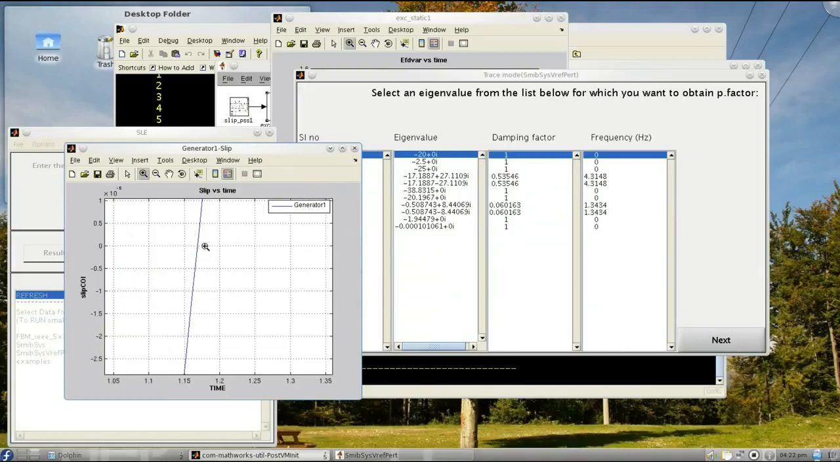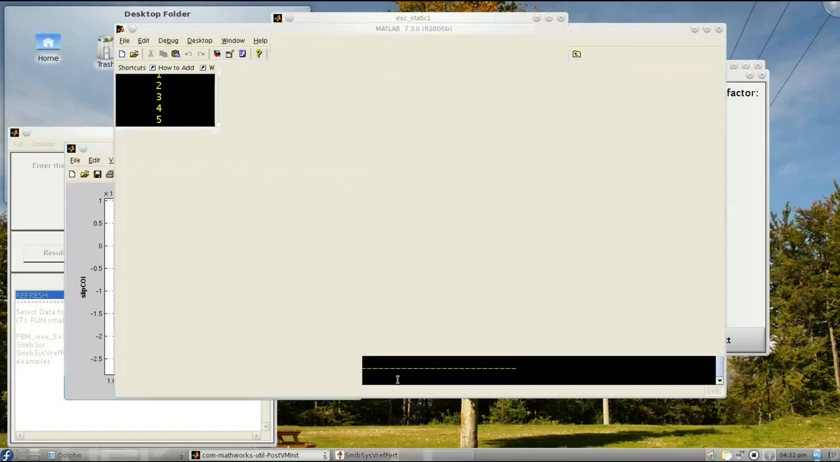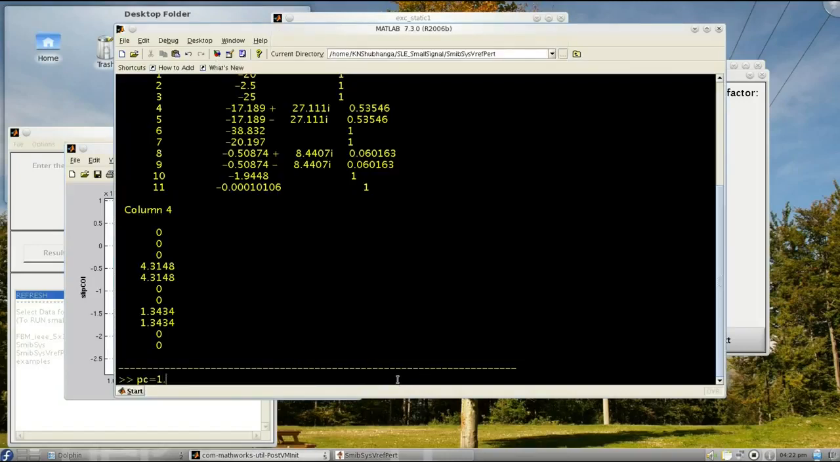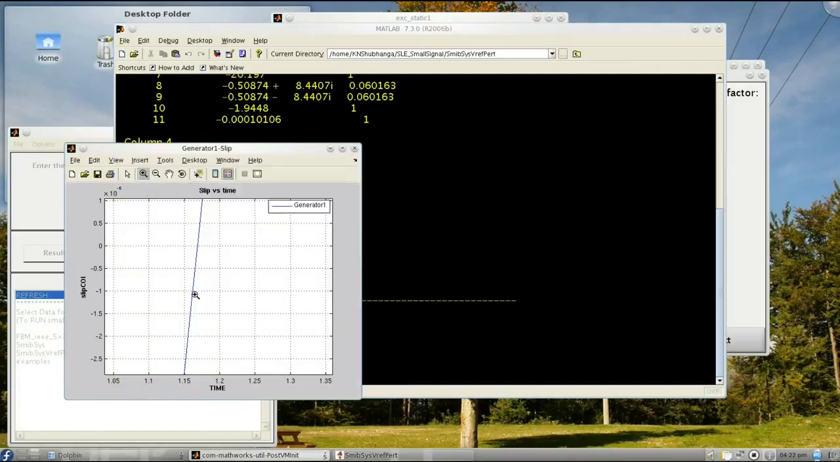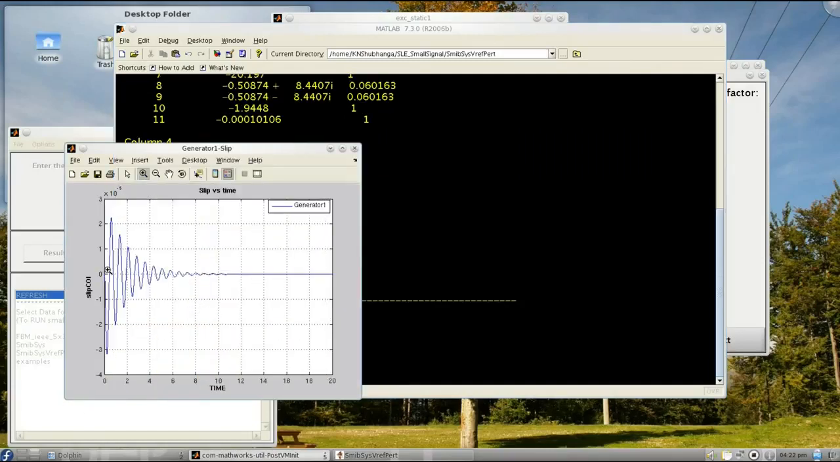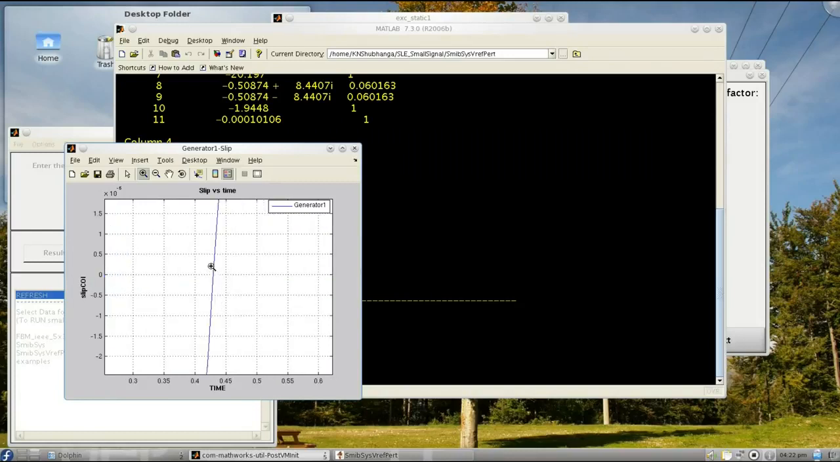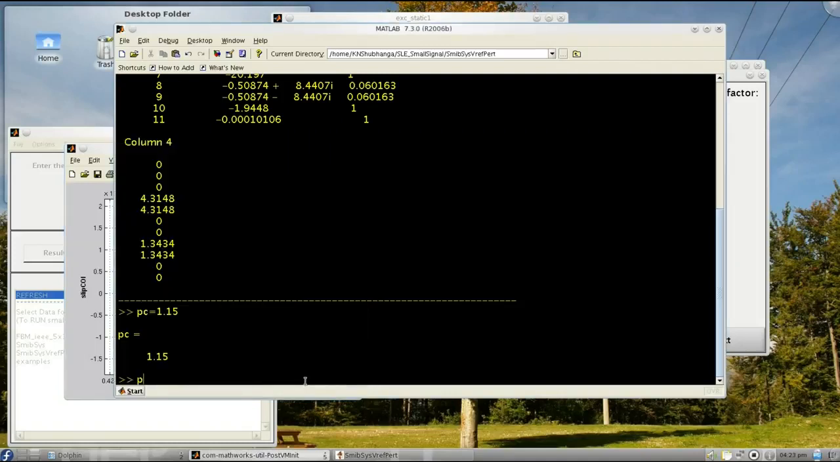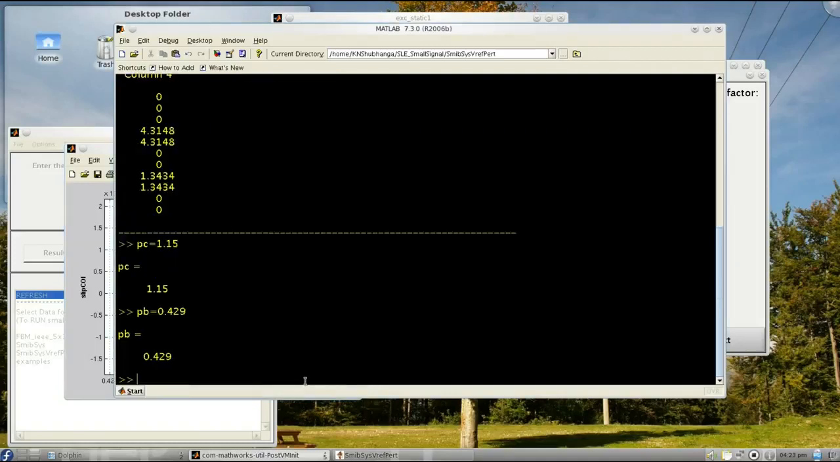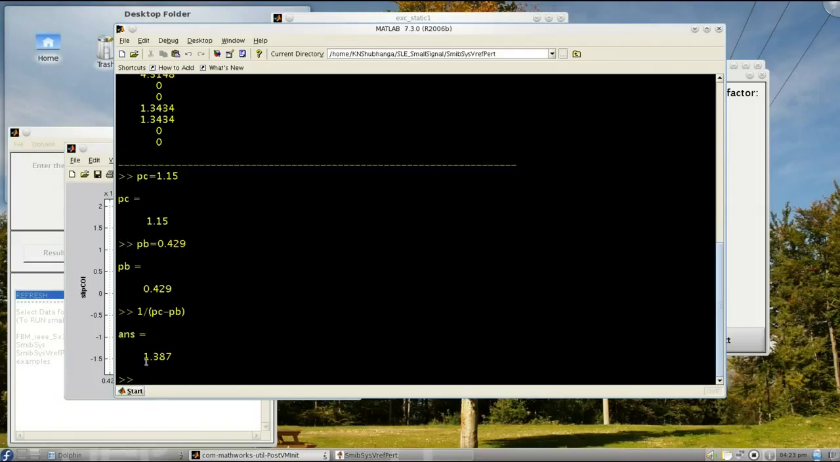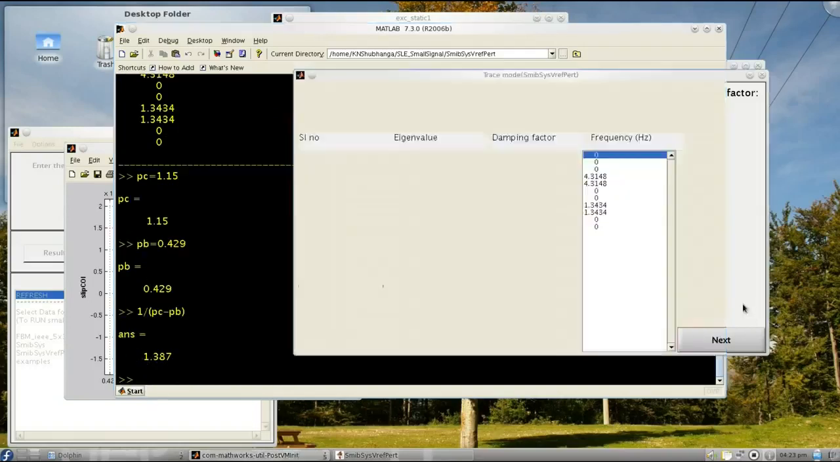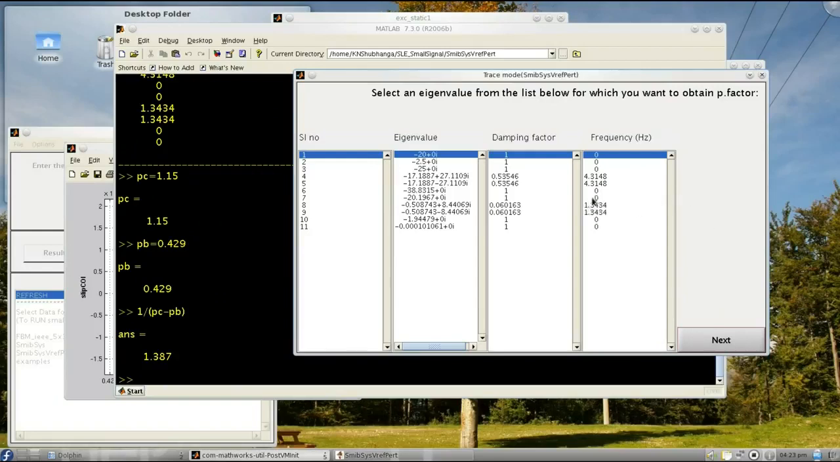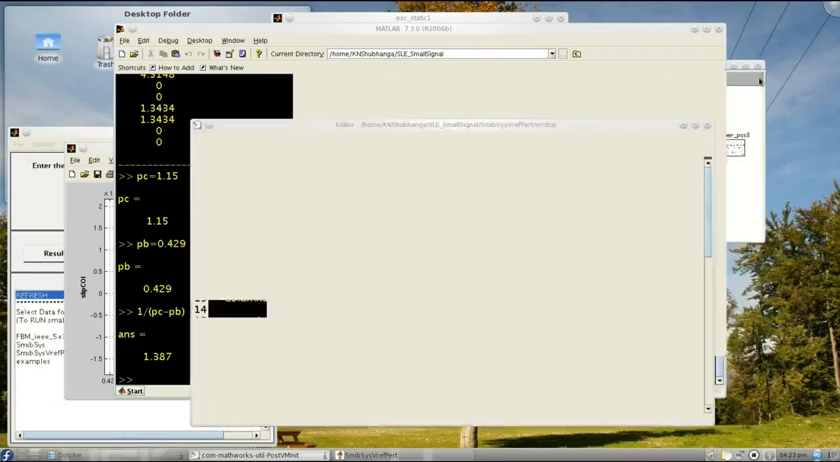Let's calculate the frequency of the slip trajectory. Point is 1.15 and similarly getting the next point. It's around 0.429. And then calculating the frequency, it's around 1.3 Hertz. And from the eigenvalue analysis, it's also around 1.3 Hertz, more or less.